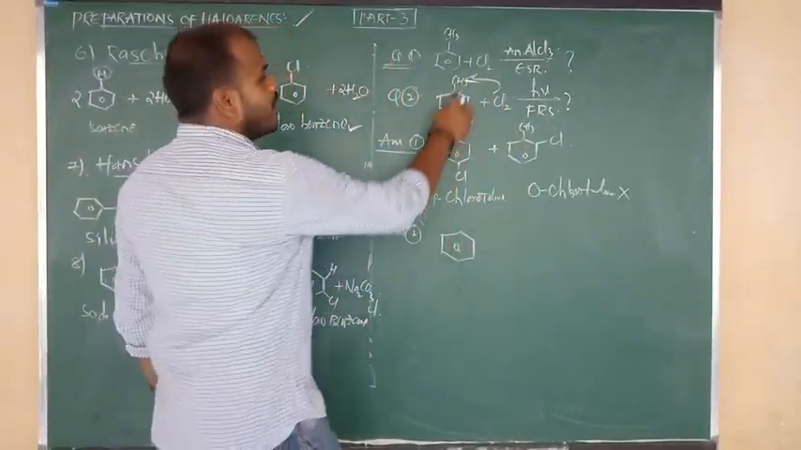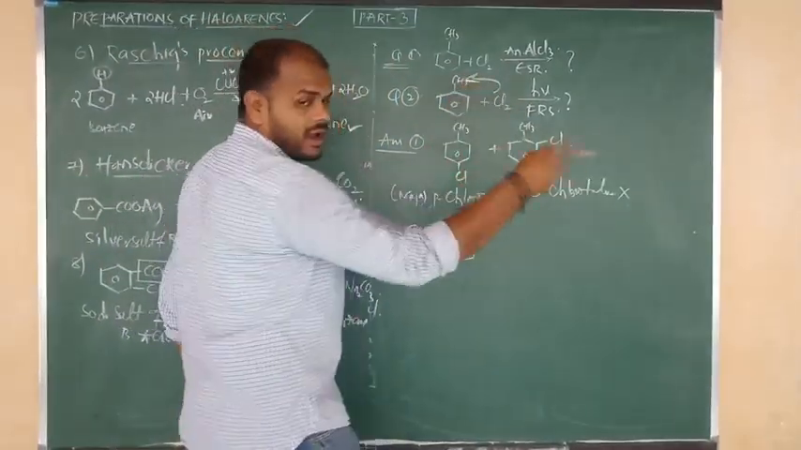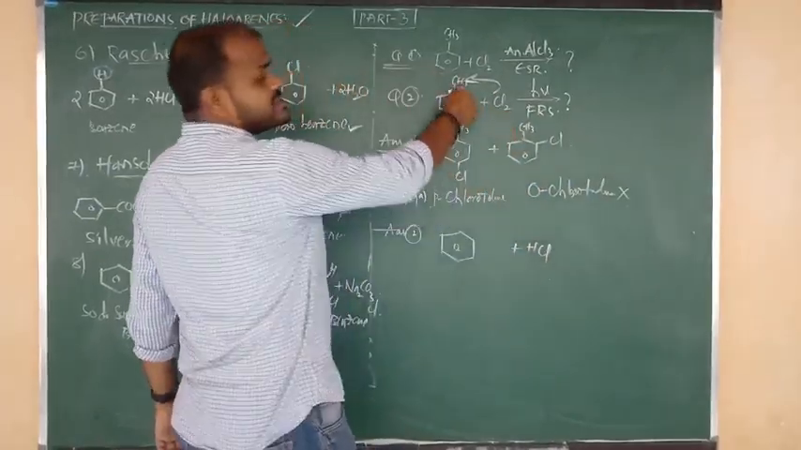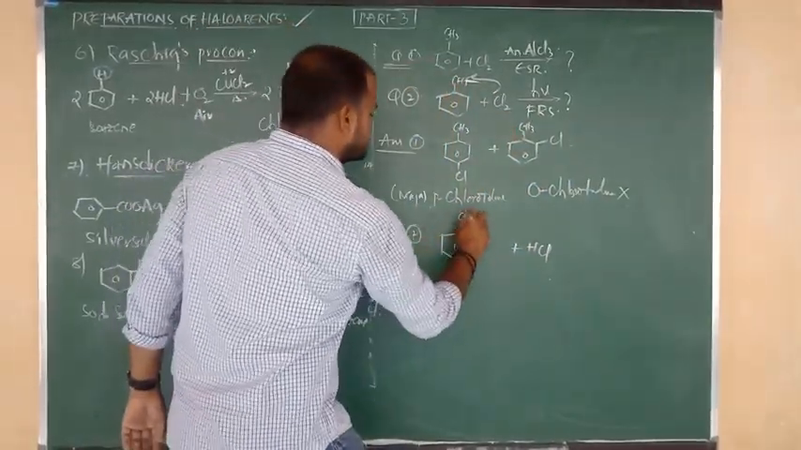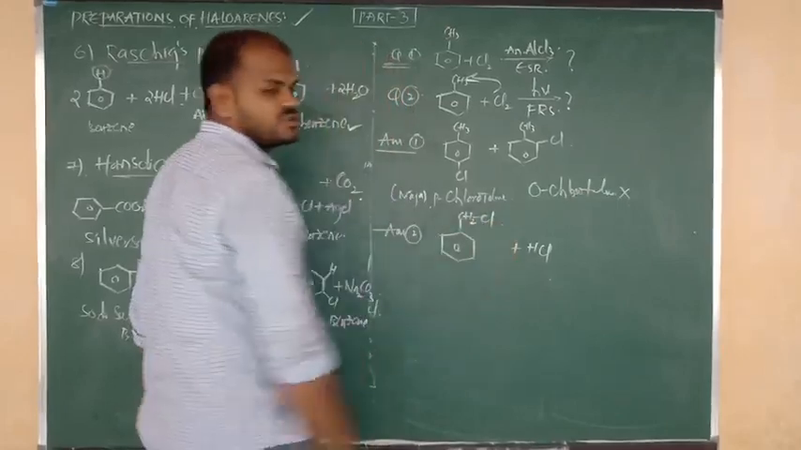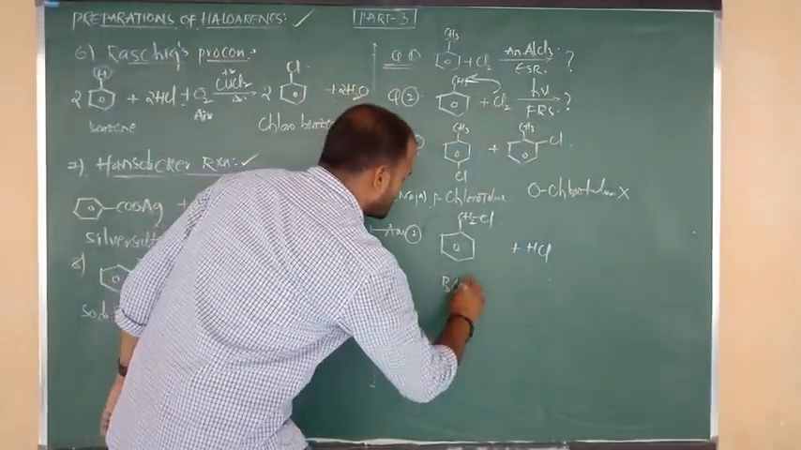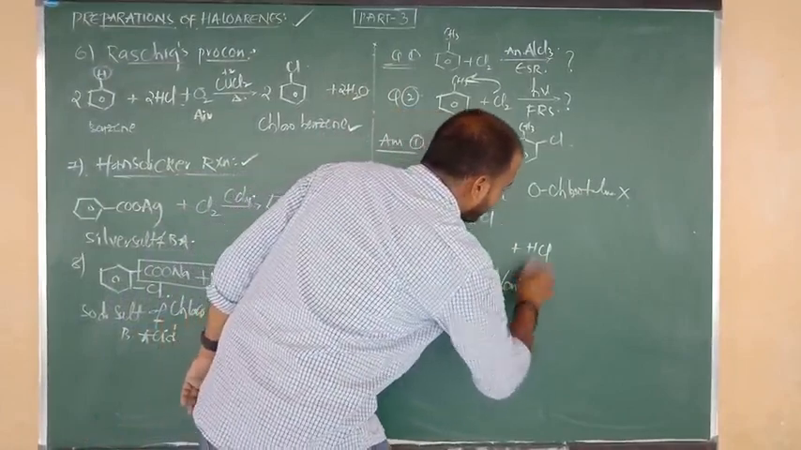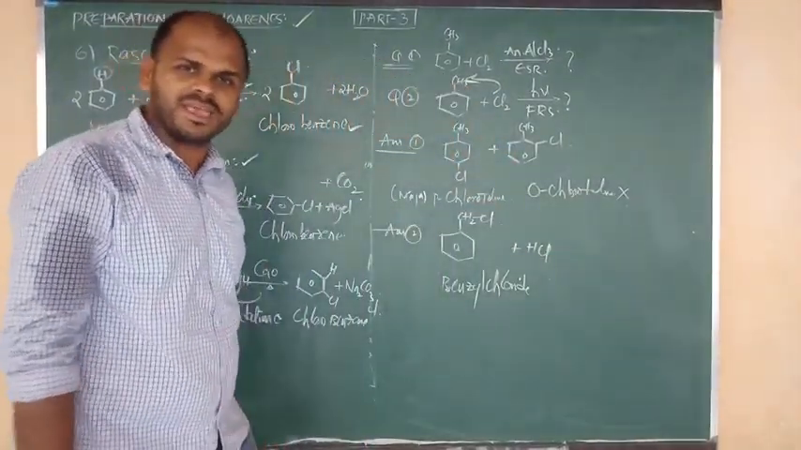That means one hydrogen combines with Cl and is removed in the form of HCl. The remaining chlorine adds to the side chain CH3, so CH3 becomes CH2 bonded to Cl. This is your product, and the product name is benzyl chloride. I hope you understand.